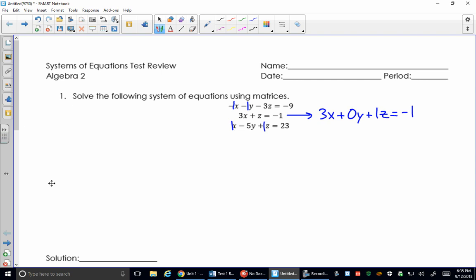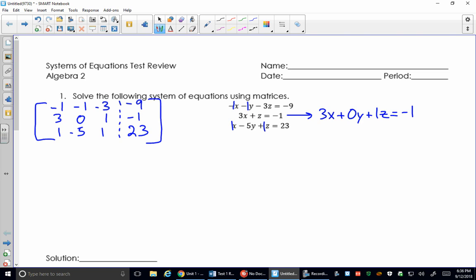Okay, so we're going to start by making our system of equations. Or I'm sorry, we have to make the matrix, get the row echelon form matrix, and then we can write that system. So we first start by setting this up. So -1, -1, -3, -9, 3, 0, 1, -1, 1, -5, 1, and 23.